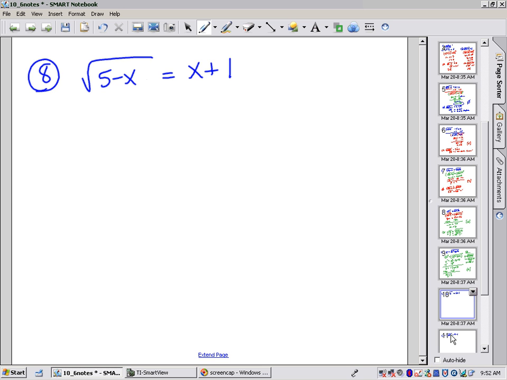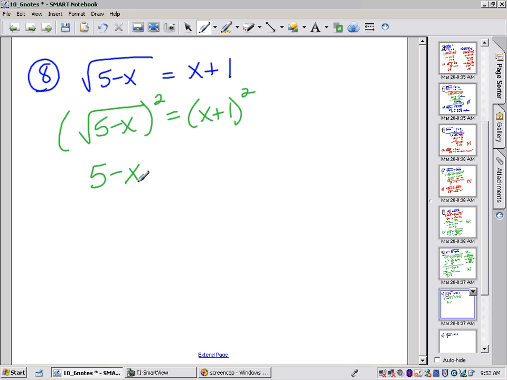Couple more examples and then we'll be done with this. The square root of 5 minus x is equal to x plus 1. I have a lot of mistakes made on this just because of some things we're going to see in this problem. But it is a radical equation. The radical is already isolated, so we need to square both sides of the equation. Now, squaring the radical, no problem, right? That's just 5 minus x. This is where the problems occur.